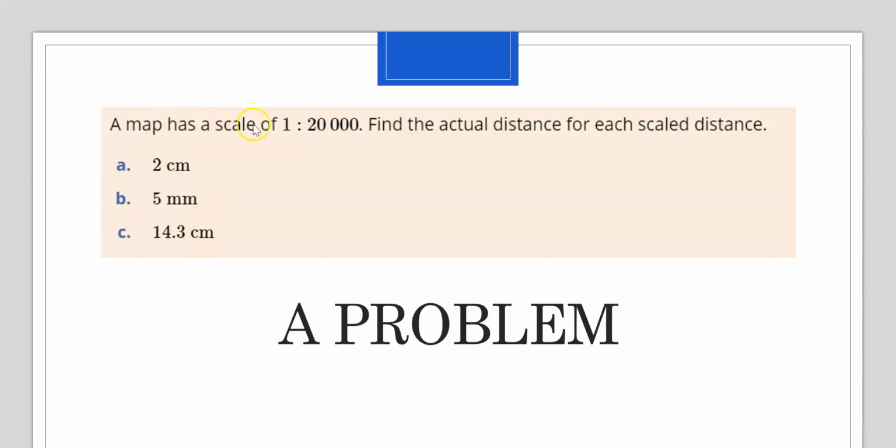So a map has a scale of 1 to 20,000. Find the actual distance for these. So we are going to multiply our 2 by 20,000, what am I on about? Okay, so that becomes 40,000 centimetres. Yes, because we're talking in centimetres. Here we've got 5 times 20,000.